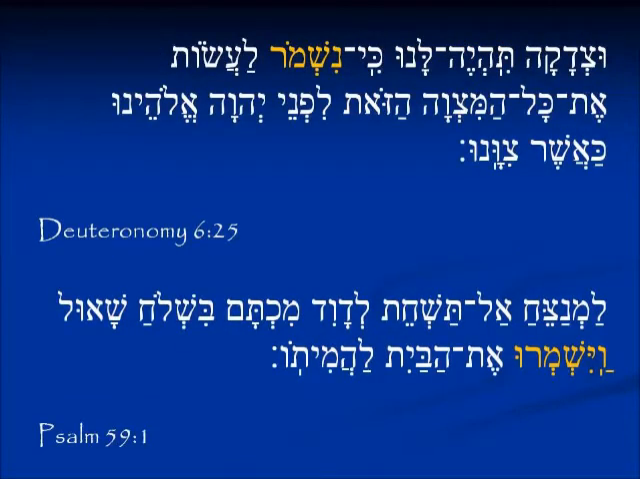In Deuteronomy 6:25, we see nishmar. This is the nun prefix. In other words, we will do it. Psalm 59:1, here's yishmeru, the yud prefix for the third person and the u suffix for the plural. They are guarding the house in order to kill.